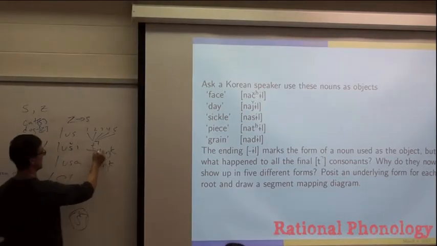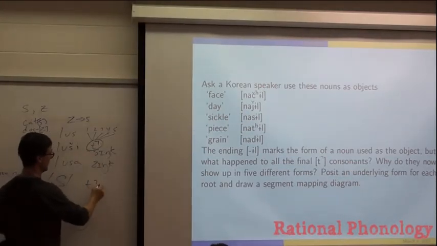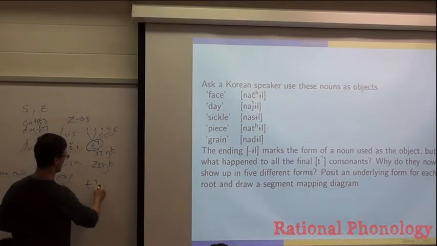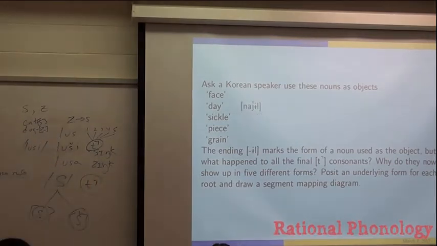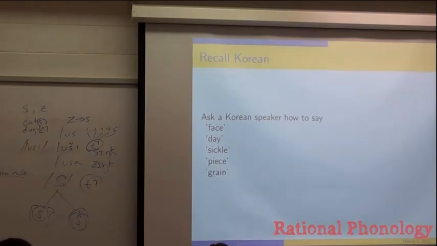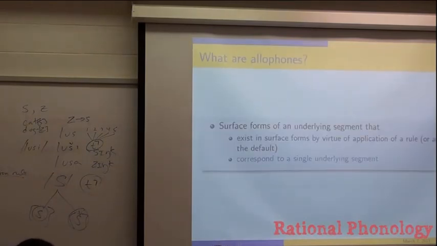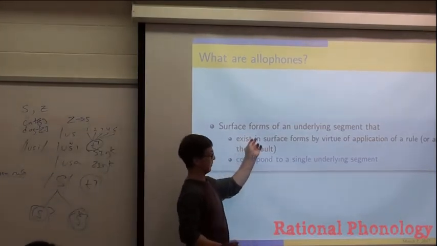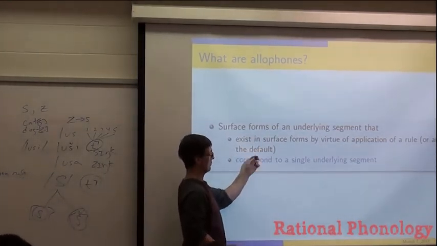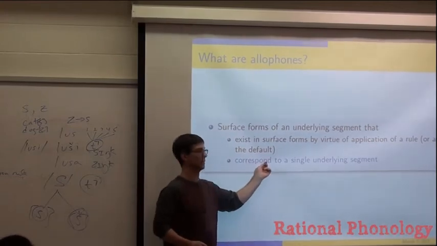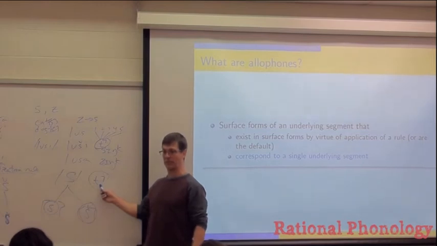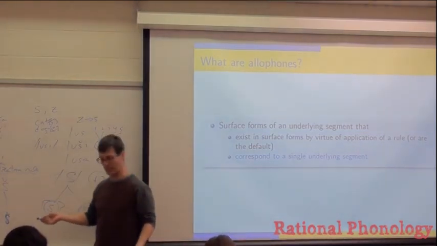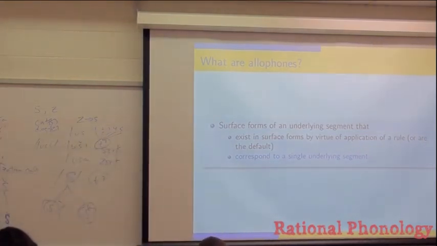So is this thing an allophone of S? The answer is no, but traditionally it's not called an allophone because here's the definition that I used. It comes from surface forms because of the application of a rule, or it's the default, but it has to correspond to a single underlying segment. This corresponds to 5 different underlying segments. Okay, so traditionally, it's not called an allophone.